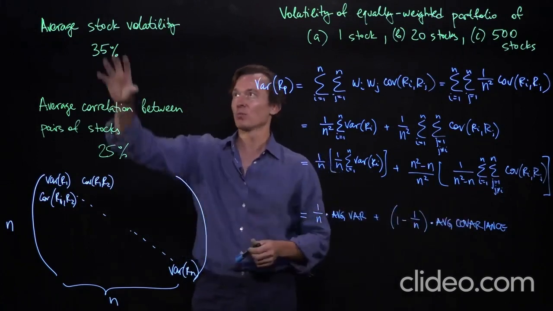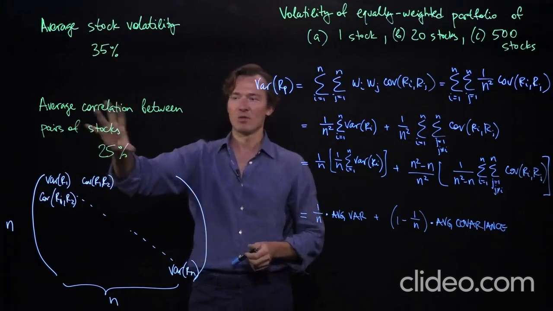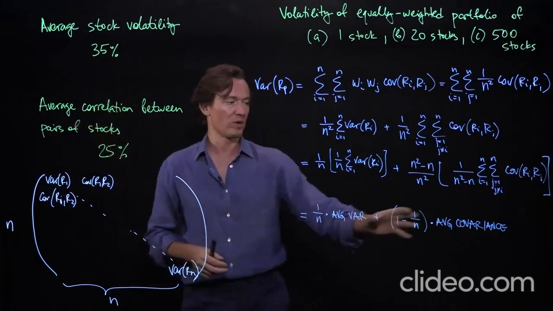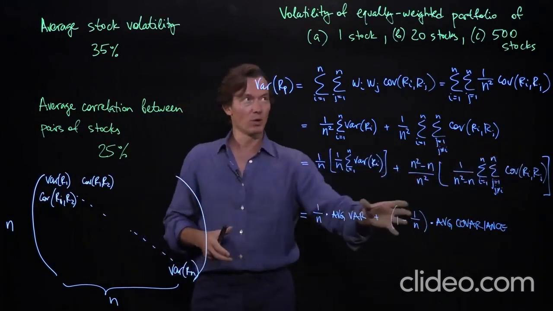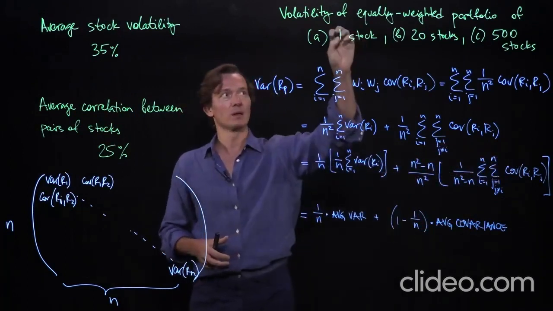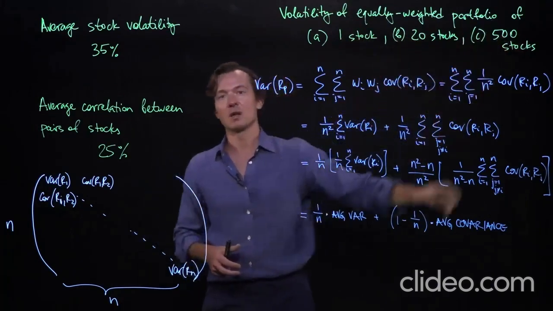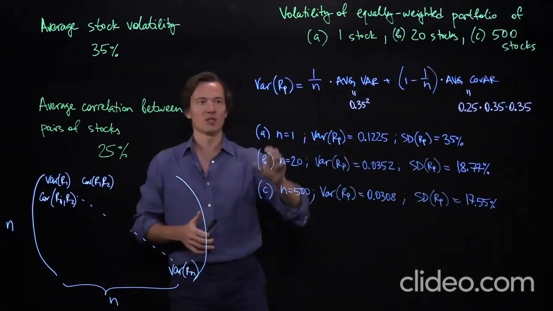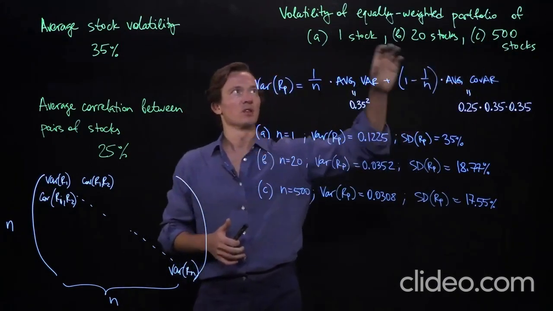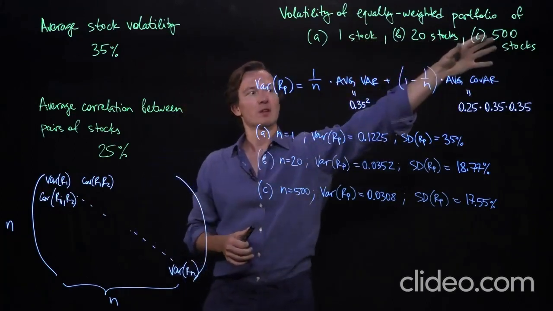And again, we know both the average volatility here, the average variance, and the average correlation, so we can compute the average covariance between the pairs of stocks here. Now, once we know this expression, we can plug in n equals 1, n equals 20, and n equals 500, and compute the variance of these portfolios. So let's work with this expression to compute the volatility of equally weighted portfolios of 1, 20, and 500 stocks.